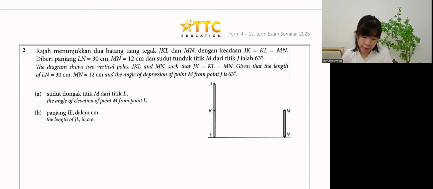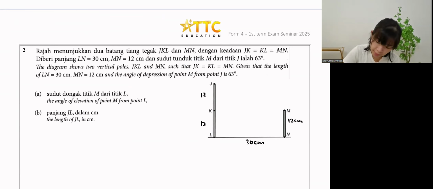Okay, this diagram shows 2 vertical poles, JKL and MN. Okay, we have these 2 poles. JK, KL, MN, all same length. Same length, same length. Given that the length of LN is 30. Okay, LN 30. MN is 12 cm. If this is 12, KL also 12, KJ also 12. Right, label.